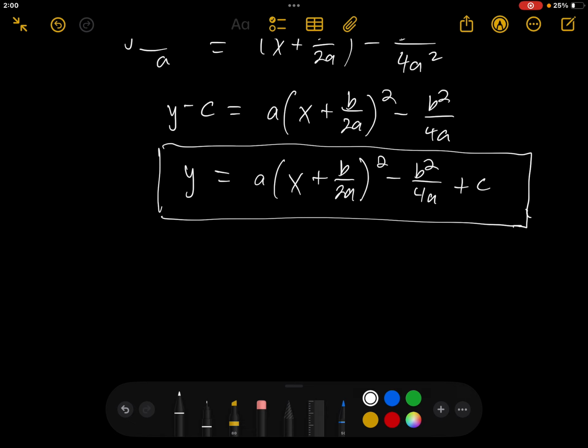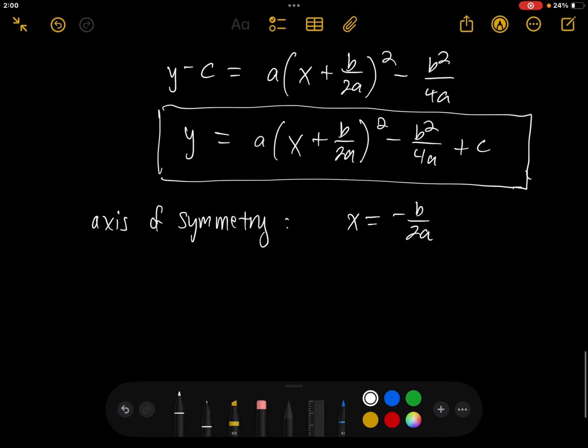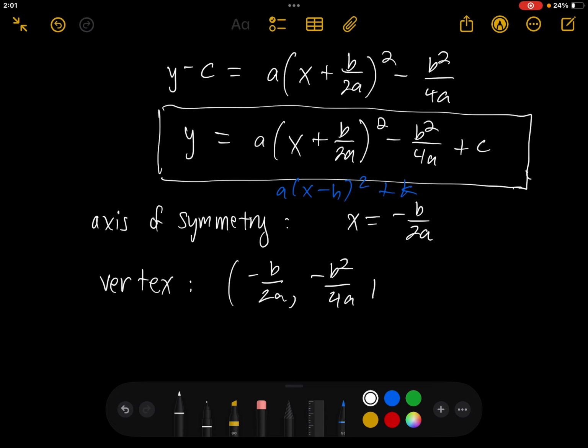So now I have an equation in the form that we want. And from this, we can read off the equation of the axis of symmetry. The equation of the axis of symmetry is x equals negative b over 2a. Because remember, we have the form a times (x minus h) squared plus k. So my h is negative b over 2a. And my k, so my vertex is negative b over 2a, comma, negative b squared over 4a plus c.